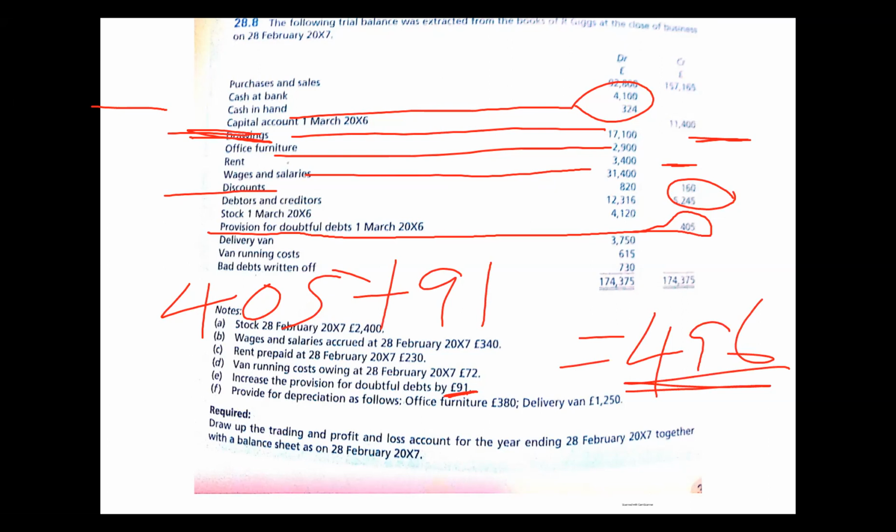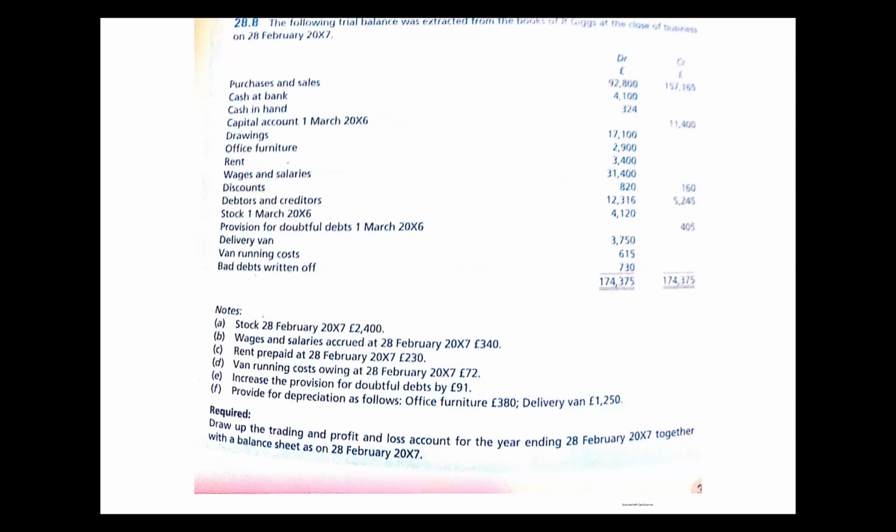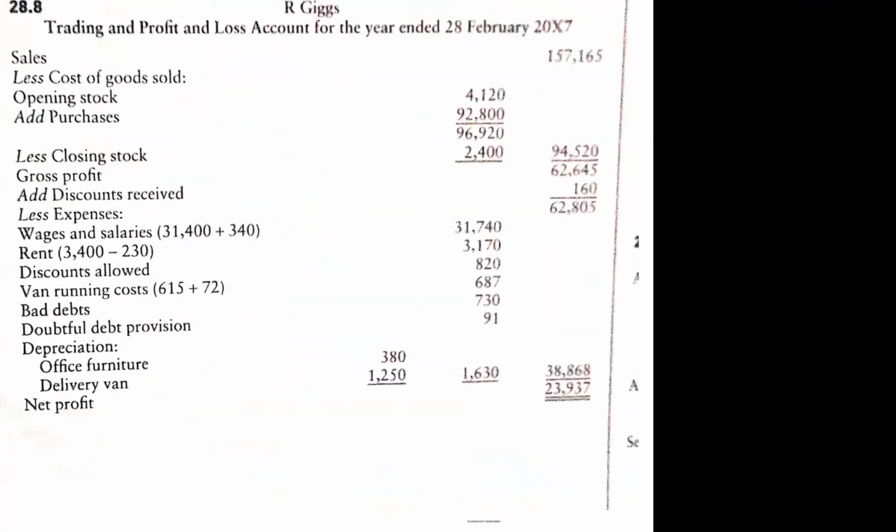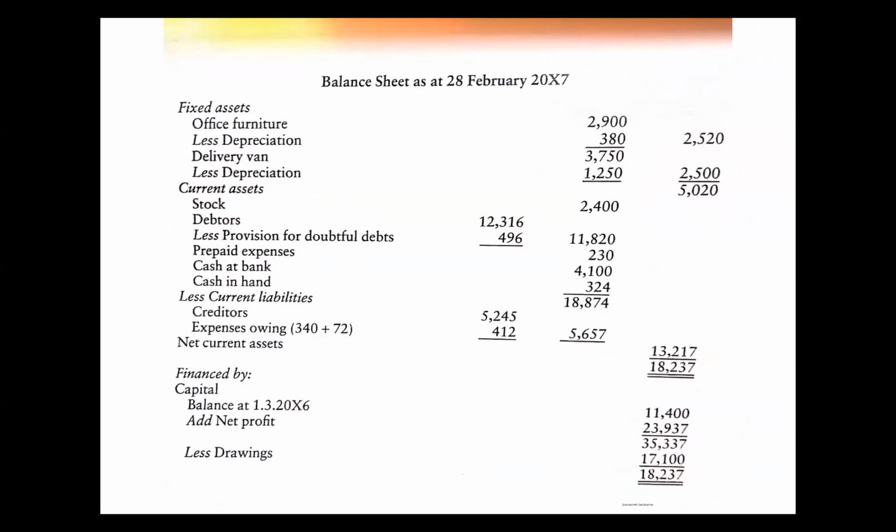Yes, 496 as the consolidated provision for doubtful debt. Is that clear? It's clear, sir. Okay. Now the provision for doubtful debt should be subtracted from the total debtors account, or from the total accounts receivable. Why should you subtract this amount 496 from the total debtors?